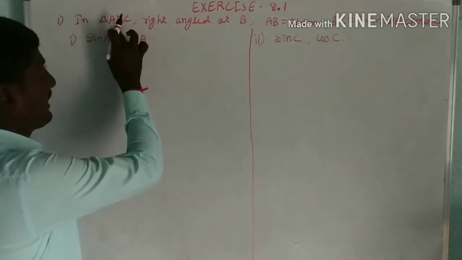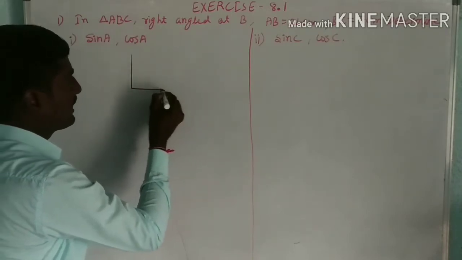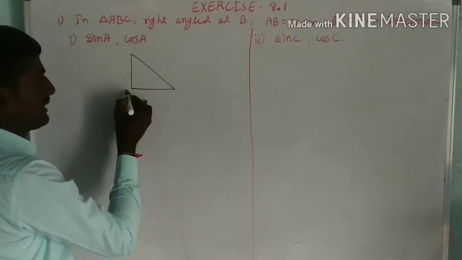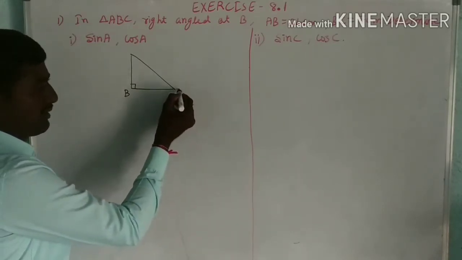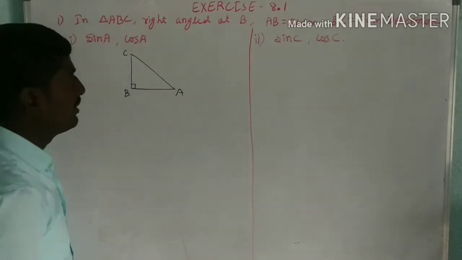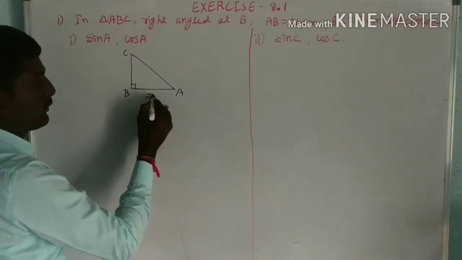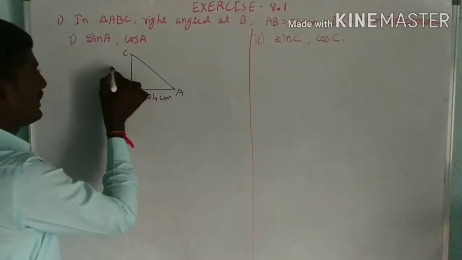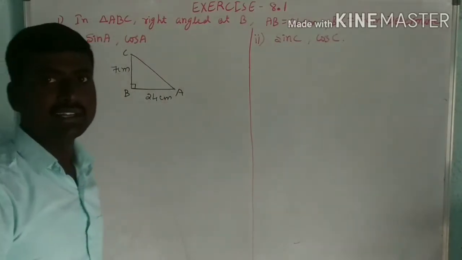So triangle ABC is right angled at B. Let us take one right angled triangle here. It is right angled at B. Now here you can take A or C. I will take here A and B, and this will be C. Now let us take the given conditions. AB is 24 centimeter. BC is 7 centimeter. Now I have to find AC.